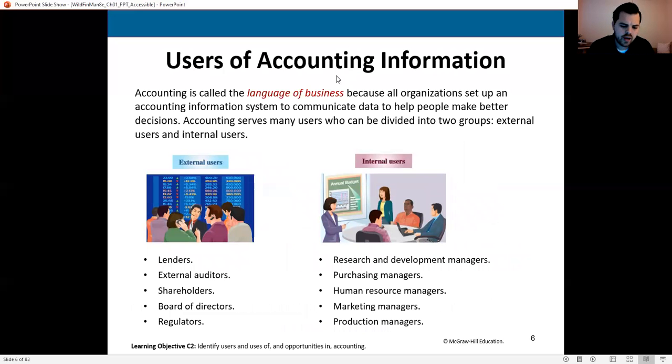Now, the next thing we want to look at are the different users of the accounting information. So you may have heard it said that accounting is the language of business, and that is because all of the people below are using this information. Now the question is, do we have what is called an external user or an internal user? So the first thing we want to look at is identifying between these 2 things.